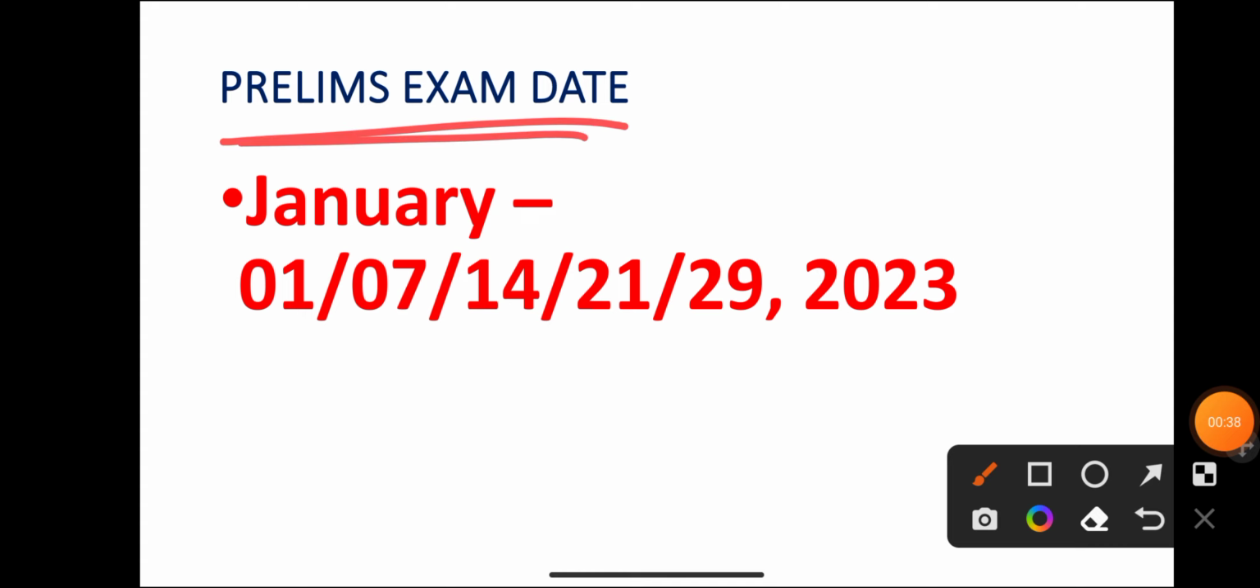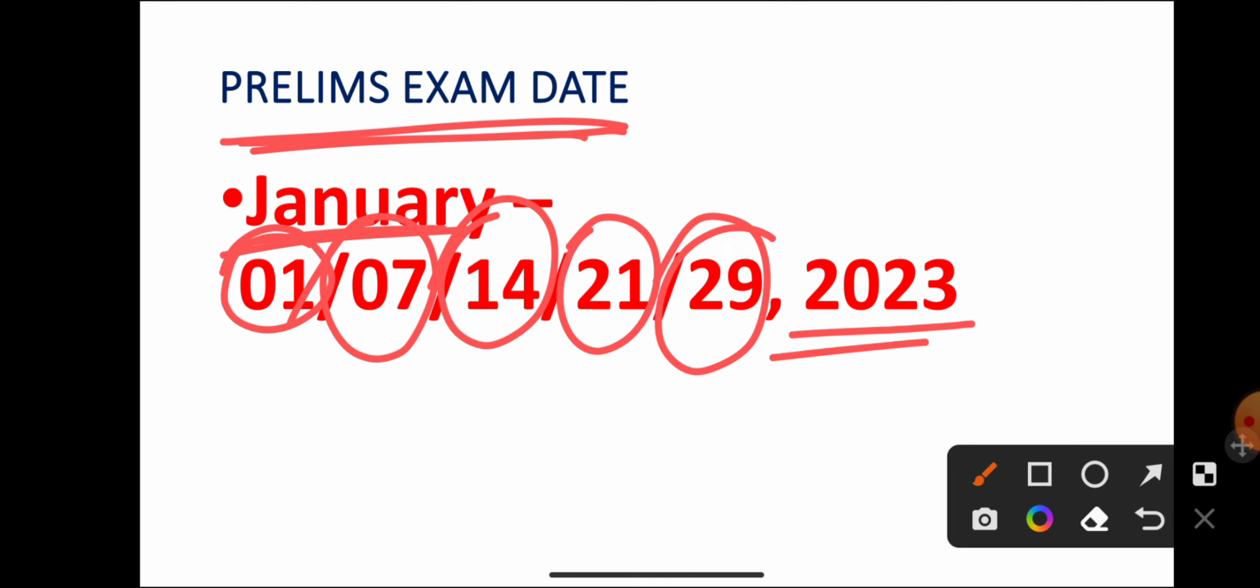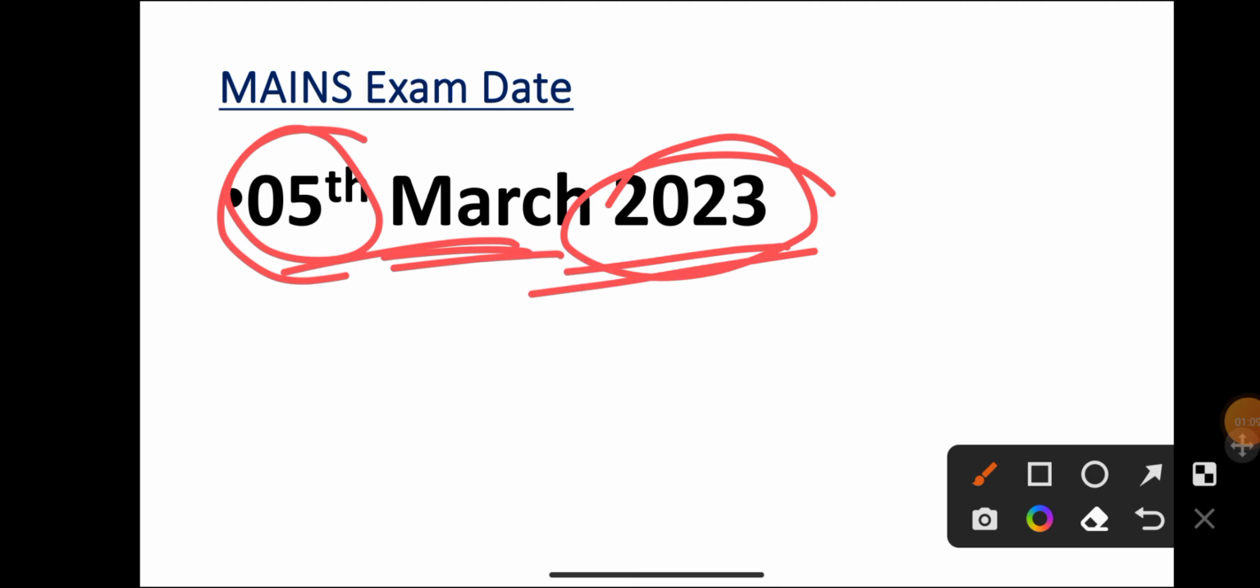So the prelims exam dates of FCI category 3 are January 1st, 7th, 14th, 21st and 29th of January 2023. Okay guys, so the FCI category 3 prelim exam is scheduled in the month of January on the 1st, 7th, 14th, 21st and 29th of January 2023. And the mains exam is scheduled in the month of March. So the date is 5th of March 2023. Okay guys.